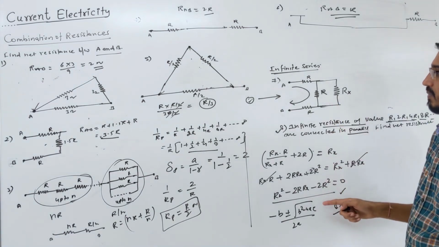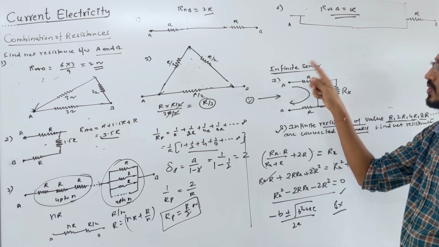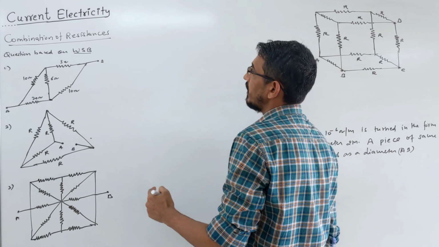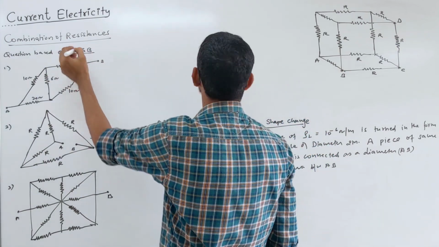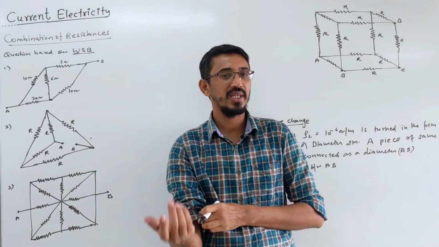So these are the infinite type of questions. Now you have to do 2 or 3 more special types of questions apart from these general ones. Okay, let's do them. A few more questions based on the Wheatstone bridge. I will be teaching the Wheatstone bridge in the next topic actually, but I think you know the basics.